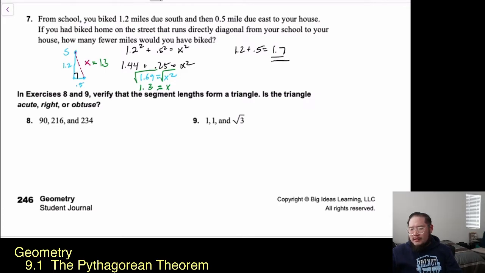So how many fewer miles do we bike? Let's take 1.7 and subtract 1.3, and we get 0.4. So our answer is how many miles less? 0.4 miles less. And that right there will be our answer.